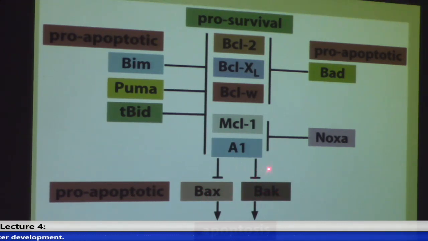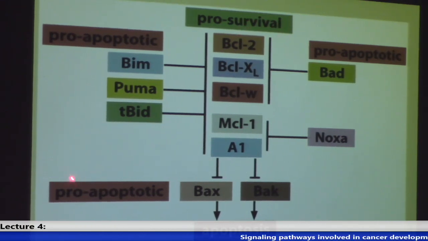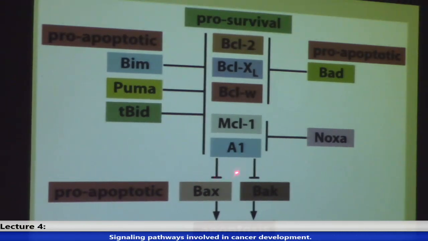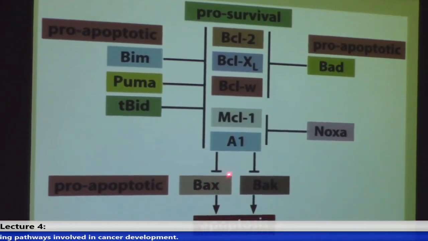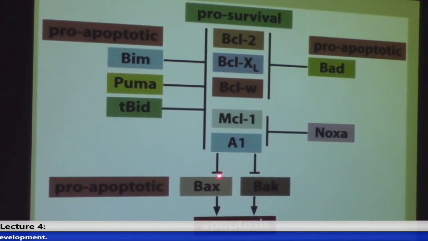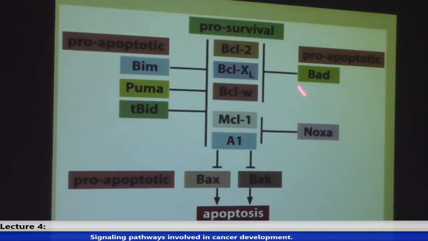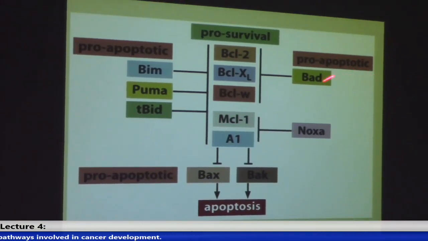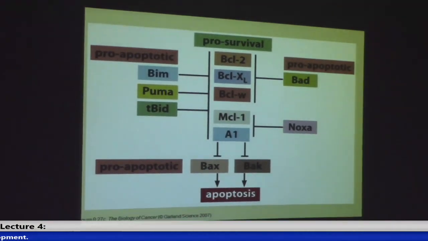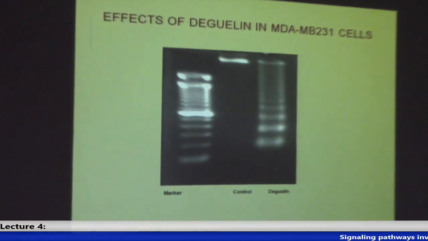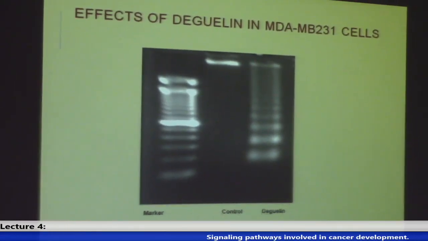And then the BAX. So for example, when the survival gene's function is prevented, you get enhanced expression of BAX, and you're going to get the apoptosis. And then you have the pro apoptotic genes which work on the BCL2 itself. This is one of the examples from my lab.